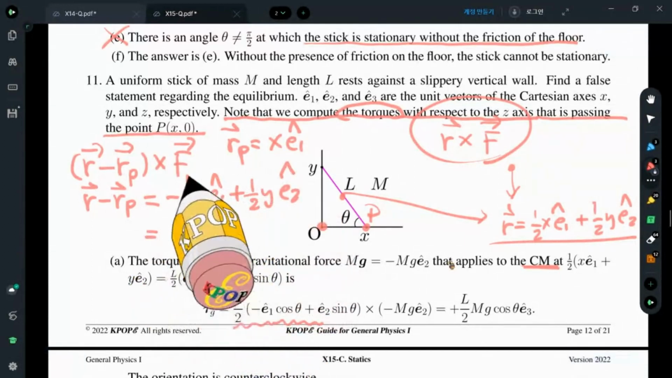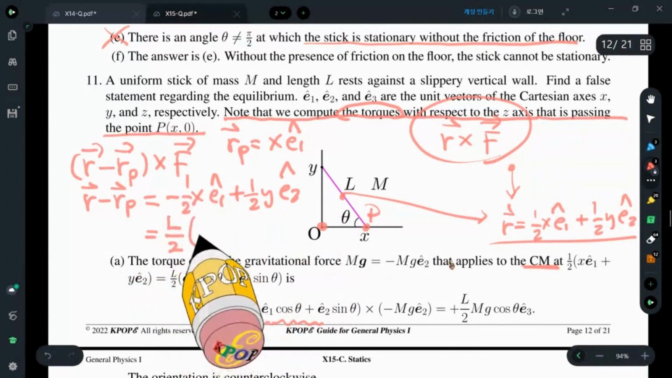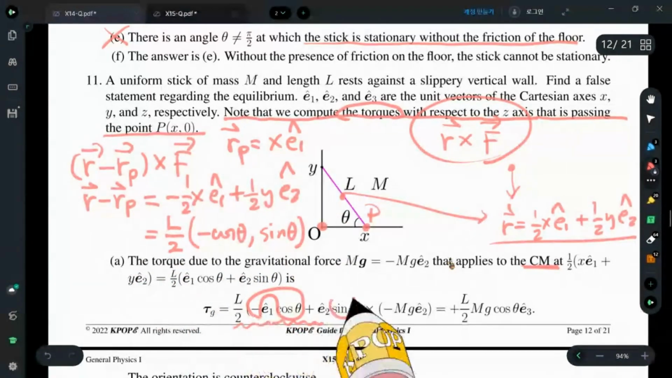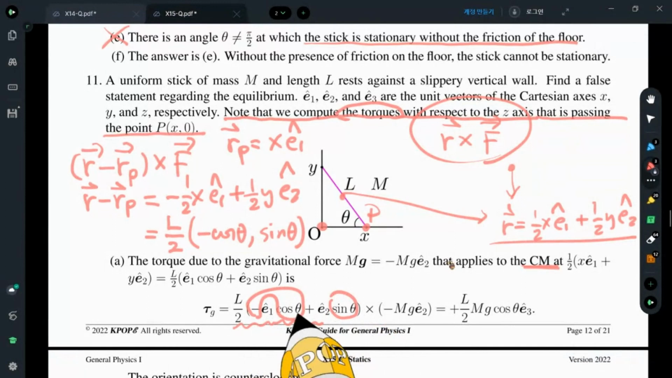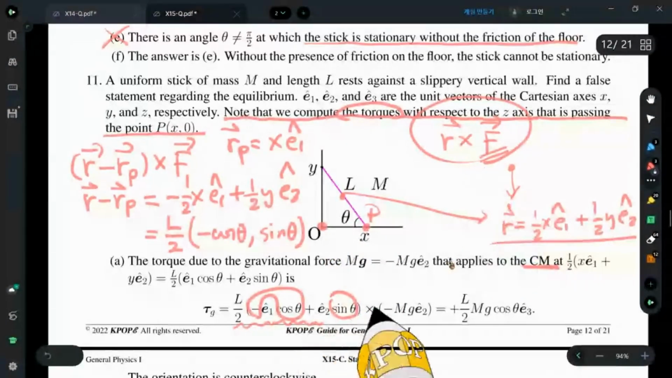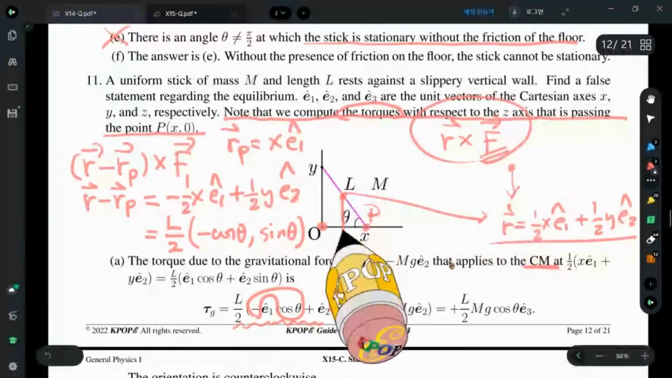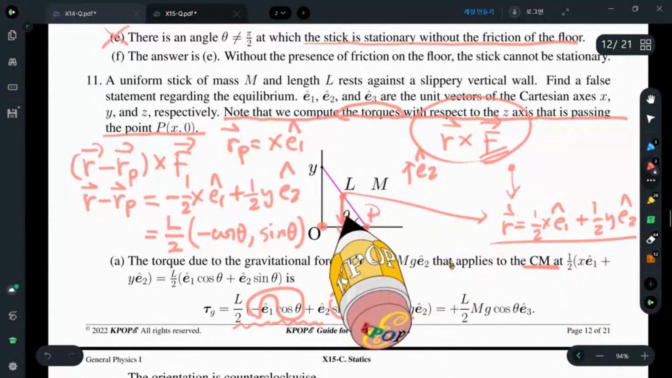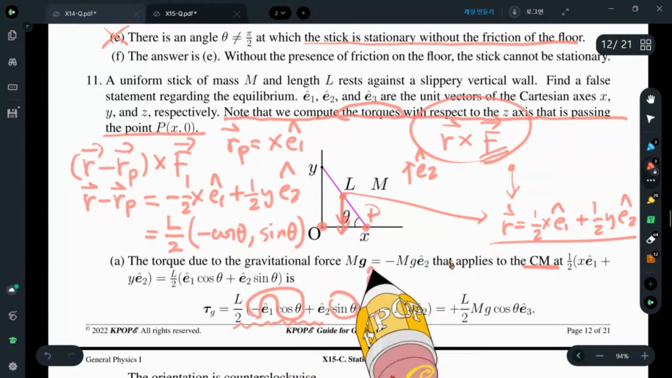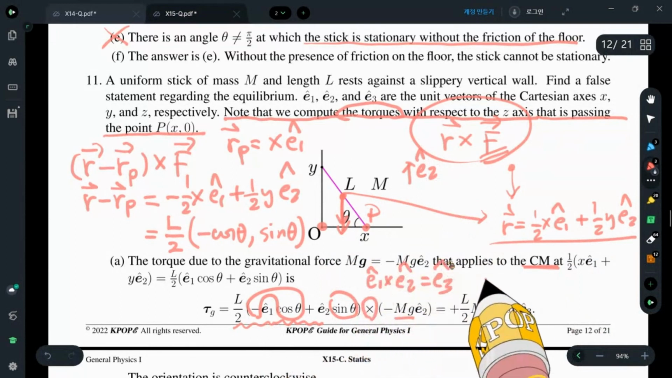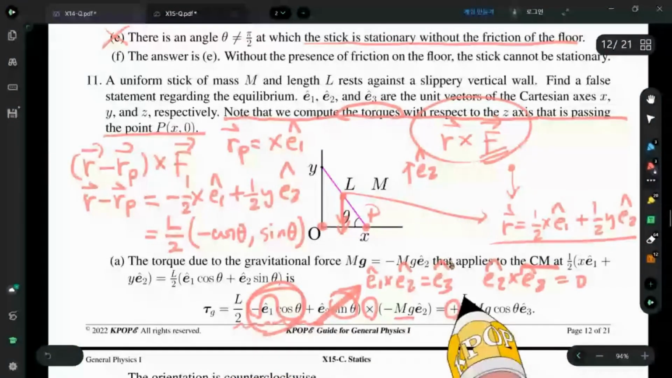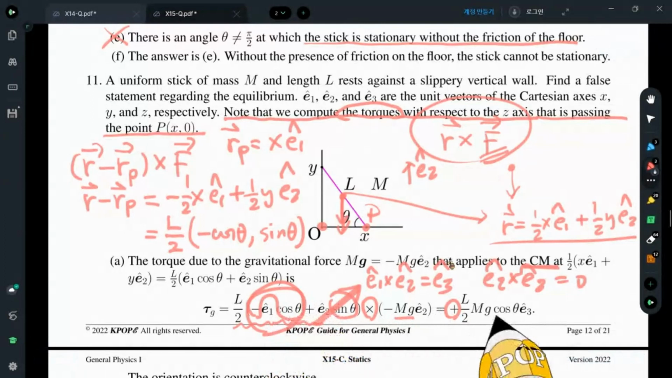So we have factored 1 half of L, minus cosine theta, sine theta. So minus cosine theta and sine theta for the x and y component. That's fine. And then we multiply the cross product with F. That is the gravitational force, mg minus e2 hat. Gravitational force is downward, so minus mg. So we know e1 cross e2 equals e3, and e2 cross e2 equals 0. So this one does not contribute, and only this one contributes. And minus minus becomes a plus. Copy L over 2, mg, and cosine theta. That's correct.